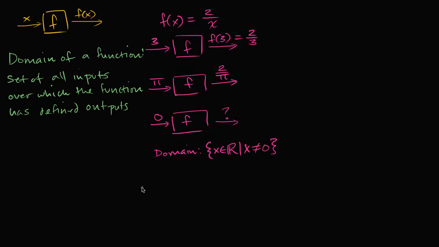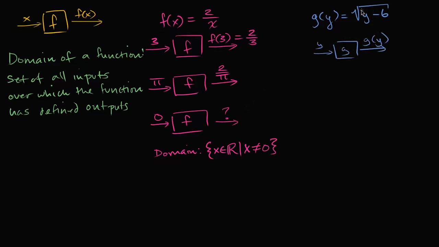Now let's make this a little bit more concrete by doing some more examples. The more examples we do, hopefully the clearer this will become. So let's say we have another function. And just to be clear, we don't always have to use f's and x's. Let's say we have g of y is equal to the square root of y minus 6. So what's the domain here? What is the set of all inputs over which this function g is defined?